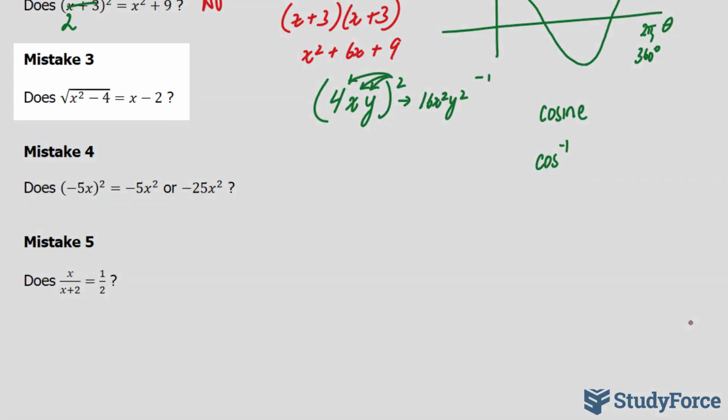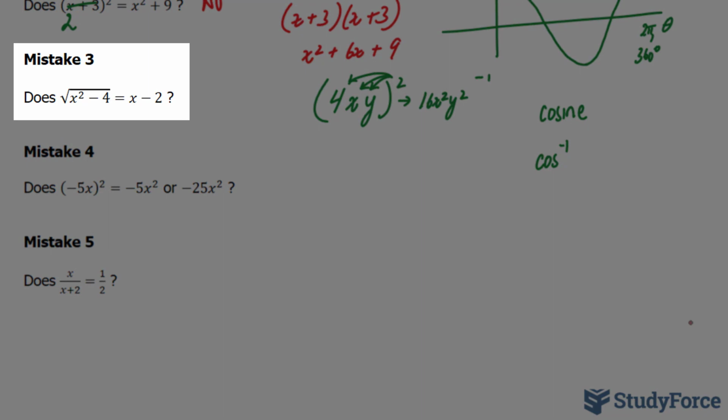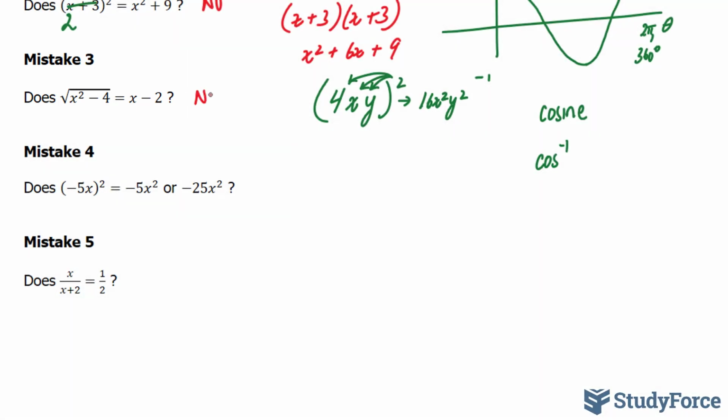Here they're saying, does the square root of x squared minus 4 equal x minus 2? And the answer to this is no. Now let's explore why.